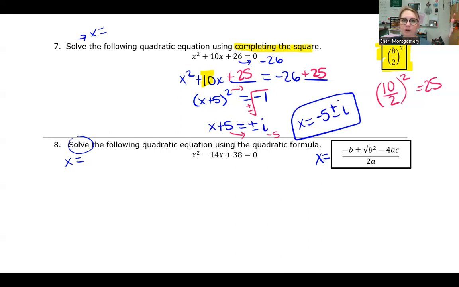Solve using the quadratic formula. Again, you can use this on any question. What we're going to first do is identify what is A, B, and C. So A is equal to 1, B is equal to negative 14, C is equal to 38. That is A, B, and C, and I have a formula. All I'm doing is plugging these things into my formula. So I'm going to plug them into the formula. I want you to plug them into the formula, so I'm not going to say it out loud. I want you to practice plugging these into the formula.